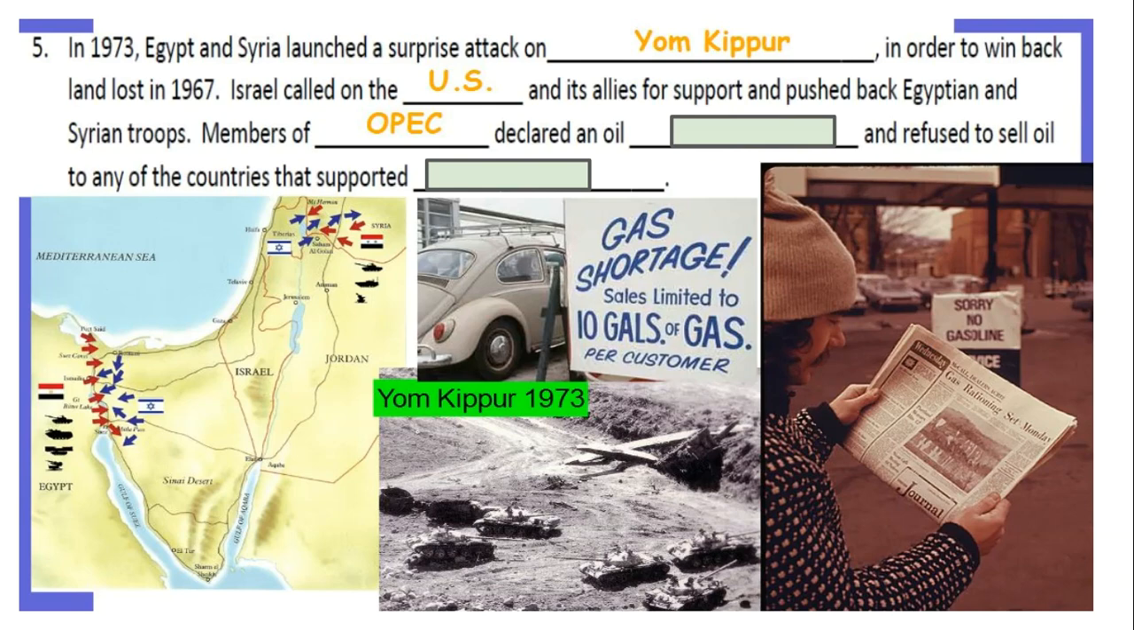And as a result of the United States kind of being called upon, members of OPEC, which are the Organization of Petroleum Exporting Countries, declared an oil embargo on the United States and refused to sell oil to any country that supported Israel. And so what did this mean here for the United States? It meant that there were gas shortages and the price of fuel skyrocketed in comparison to the average income of people.